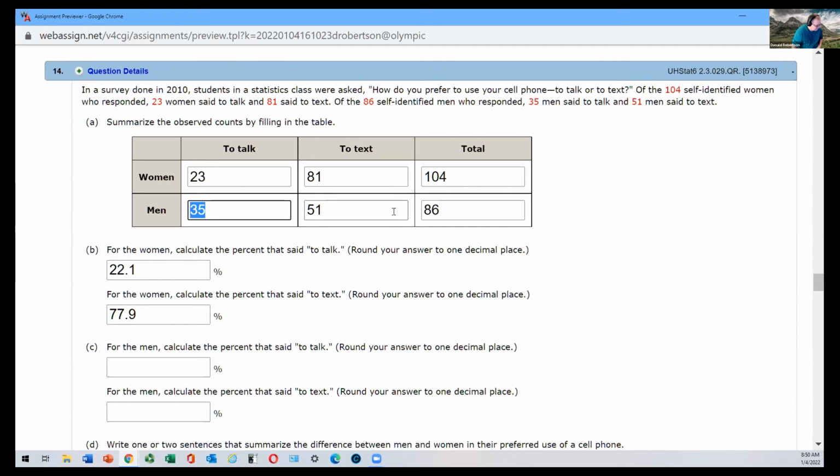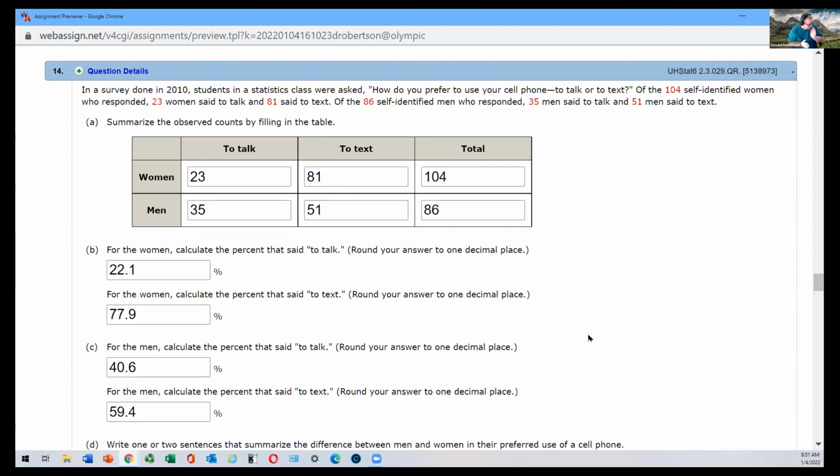So let's find out. It's 35 out of 86. And that's what, about 40.6%. And then you go to this one, so that's 100, take away that, so it's 59.4%. So based on this table, wouldn't you say that we've managed to prove that there is a definite difference between how men and women use cell phones?